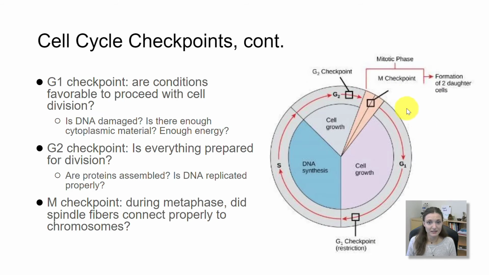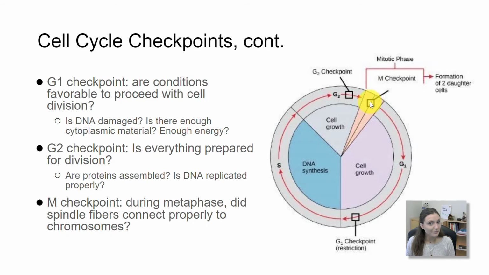So we've talked about a few of these. We talked about there's a G1 checkpoint, making sure the cell is in a favorable condition to go through division. Is there enough energy? Is the cell damaged at all? Do we have enough cytoplasmic material? Do we have enough organelles? Are we ready to go? Synthesis phase and then G2 phase. The other major checkpoint is the G2 checkpoint. So is everything prepared for division? Is our DNA replicated properly? Are there proteins assembled? Do we have two centrosomes, right? If we pass that checkpoint, we can then go into the mitotic phase.